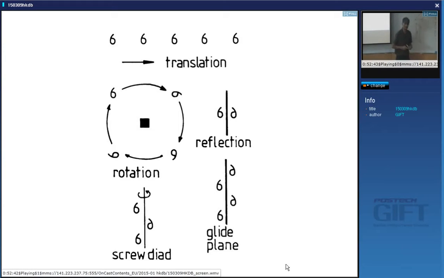So just reflection would make this plane a mirror. A plane might have other objects here, which have to behave in the same way. Yeah, exactly. So a plane is two-dimensional, whereas an axis is one-dimensional.